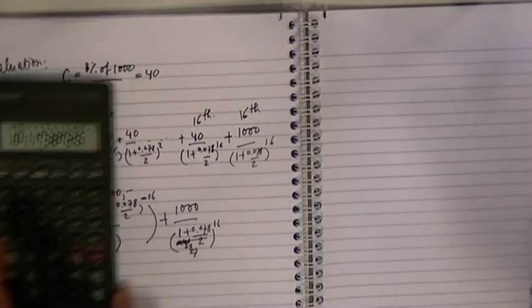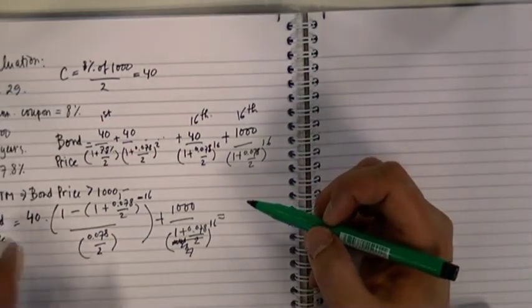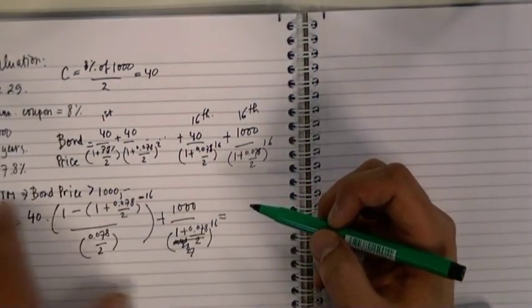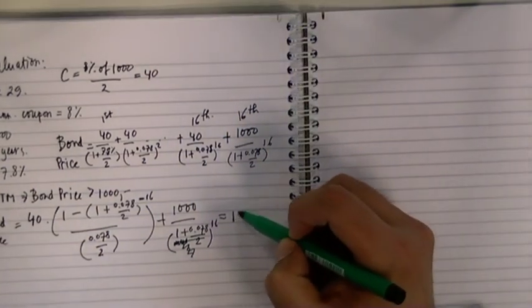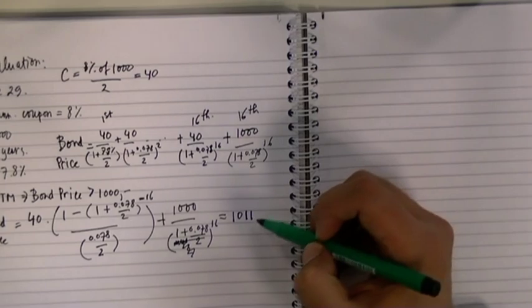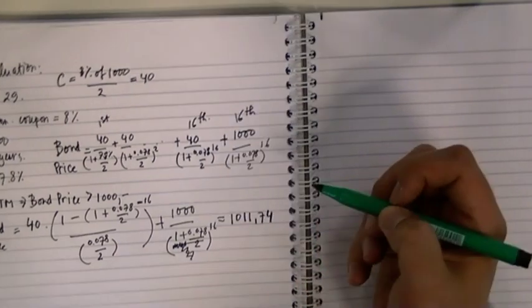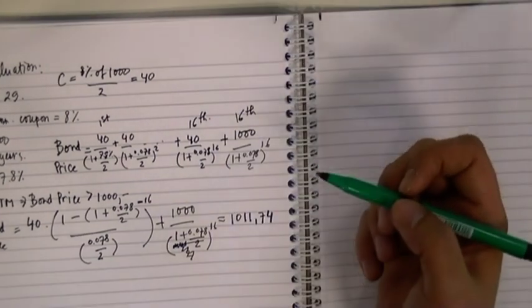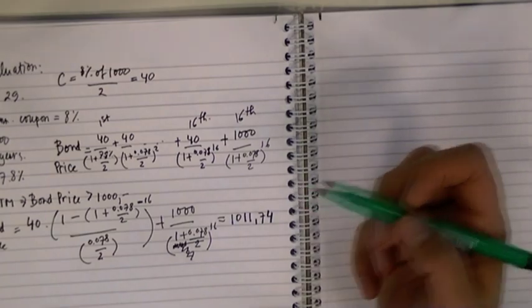This will give us an answer above 1,000, because this is what Martine already projected. It is 1,011.74. This is how you do it.